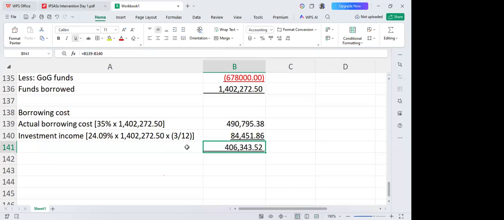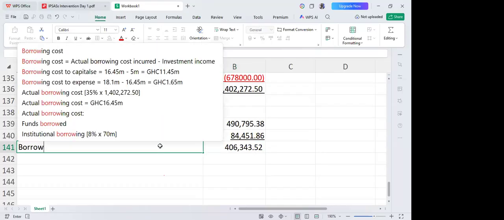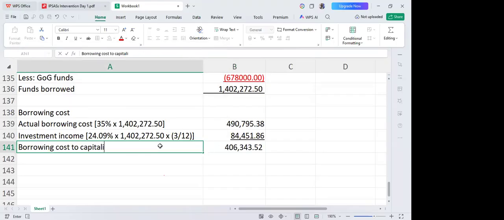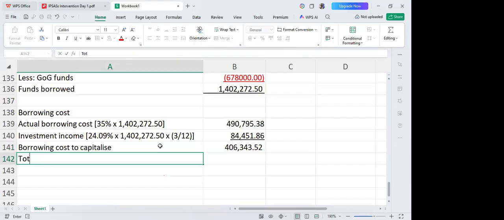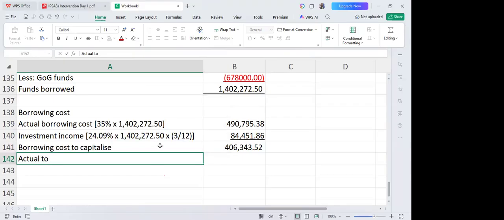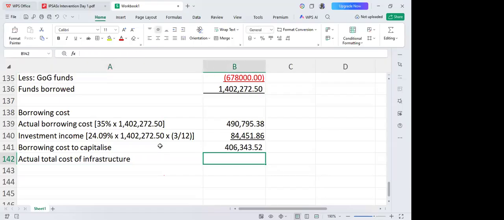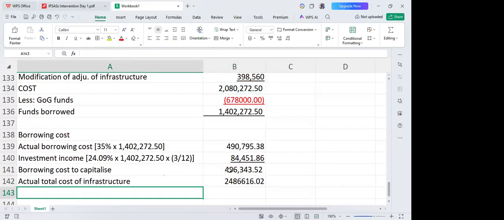So this is the borrowing cost to capitalize in this case. So if you really want to get the actual total cost, since I wrote in each cost at the top, let me write actual total cost of the infrastructure. We need to add the borrowing cost to it. So it's going to be the initial one we had here plus the borrowing cost estimate we had here.